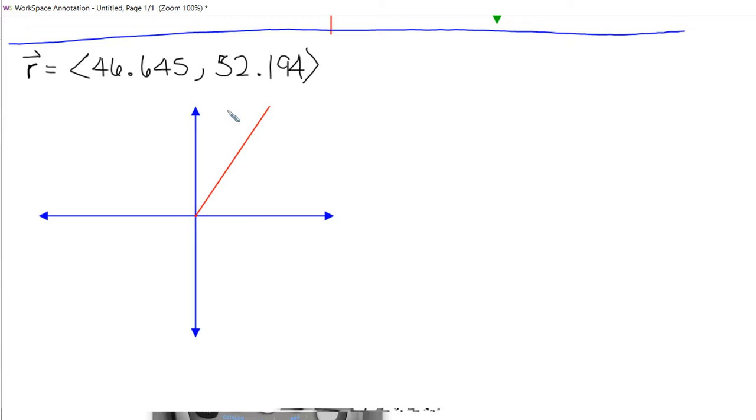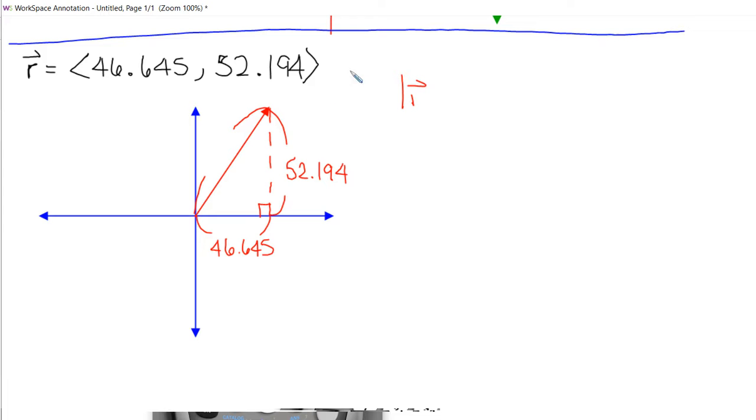And you know that we usually drop the perpendicular line to the x-axis, which means my x distance right here is 46.645. And my y distance there would be 52.194. Let's do one thing at a time. Once again, you guys can use Pythagorean theorem to find, since it's a right triangle, the hypotenuse or the distance of the vector. And I'm just going to write it out for us.